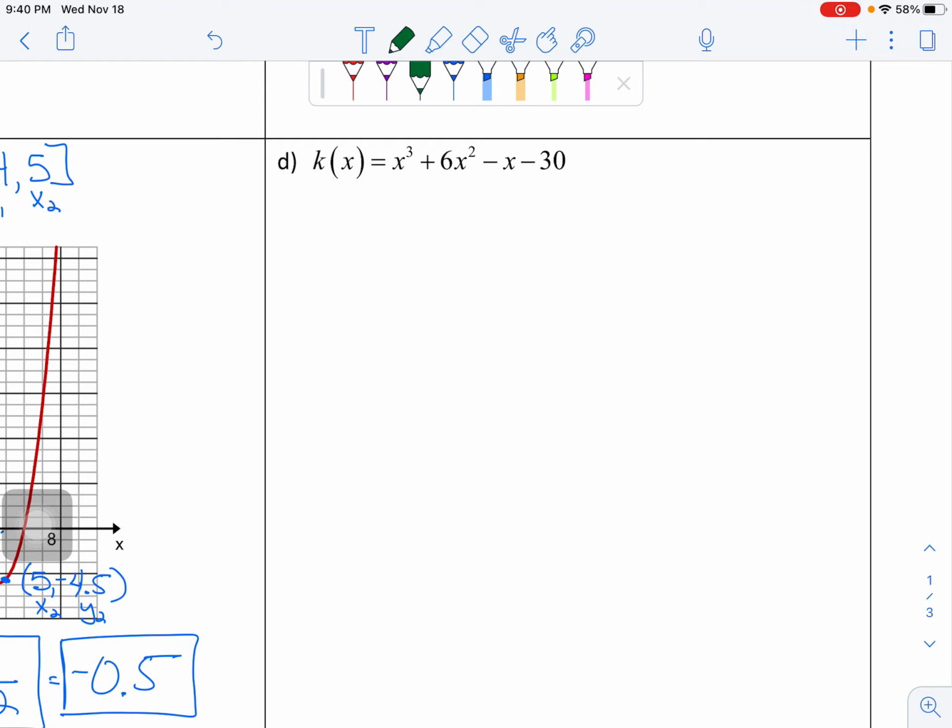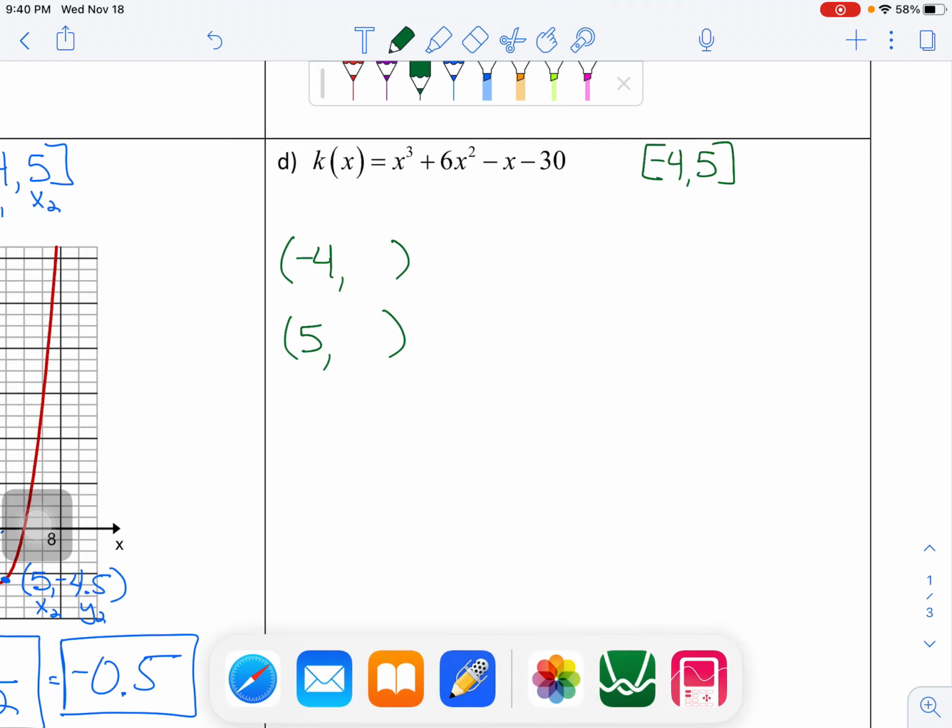All right, part D here, we don't have ordered pairs. We don't have a table of values to grab ordered pairs, and we certainly don't have a graph. We have a function. So we need to use this function to find the information. Remembering that our interval was -4, 5, and we need some ordered pairs. I need what value goes with -4, and I need what value goes with 5.